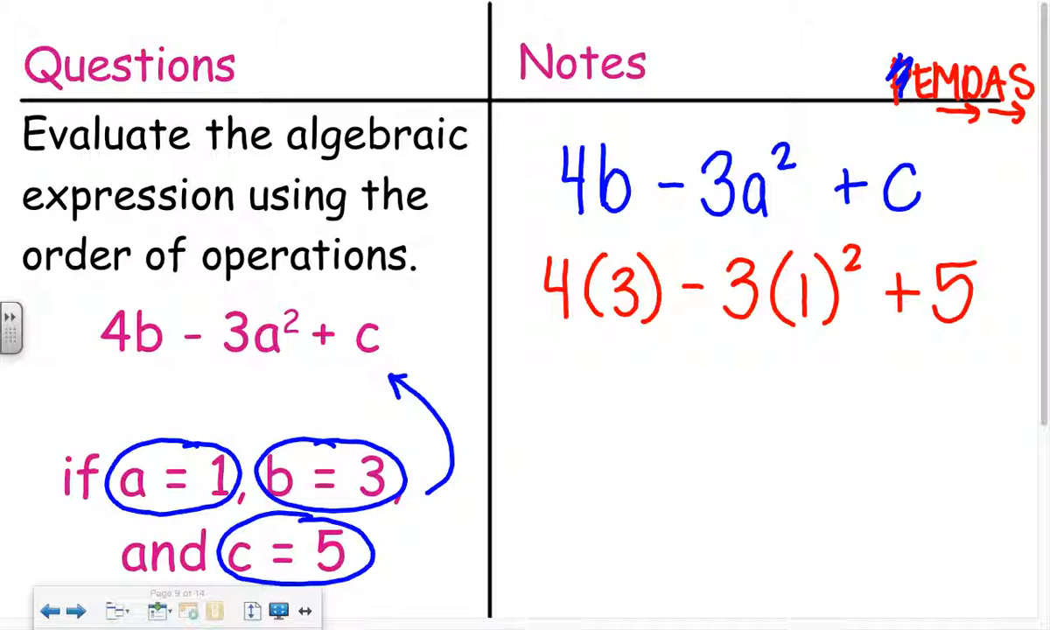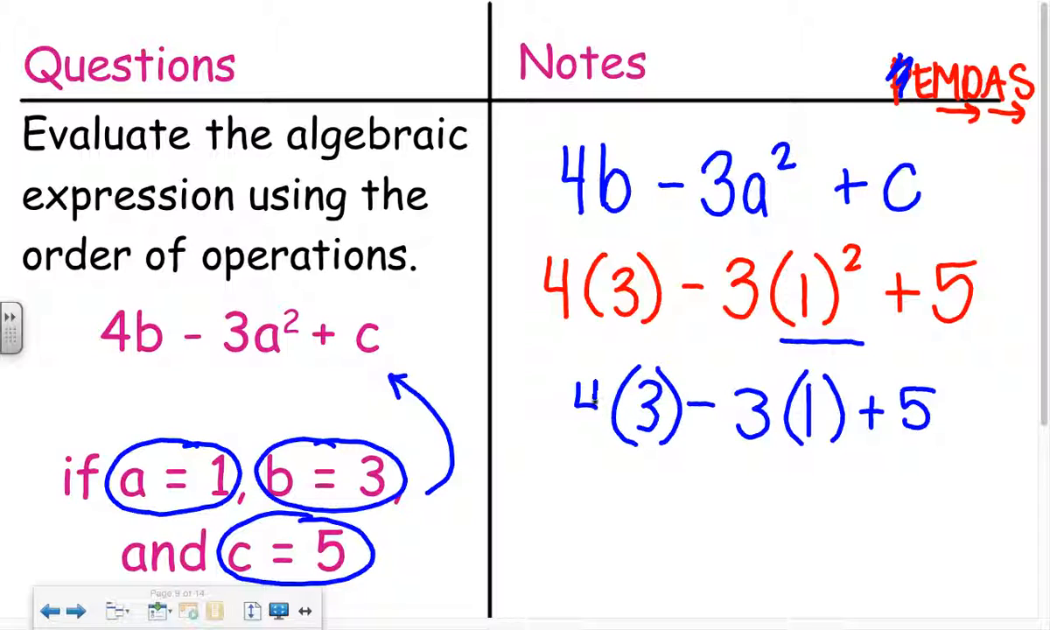You'll notice right here, I have the number 1 squared. Keep in mind, you're not going to do 3 times 1 and square it, because then we'd be doing multiplication before we do our exponents. Just 1 is being squared. So I'm going to take 1 squared, which is 1 times 1, which is 1, and now I'm done with my exponents. I'll just copy down the rest of the problem.